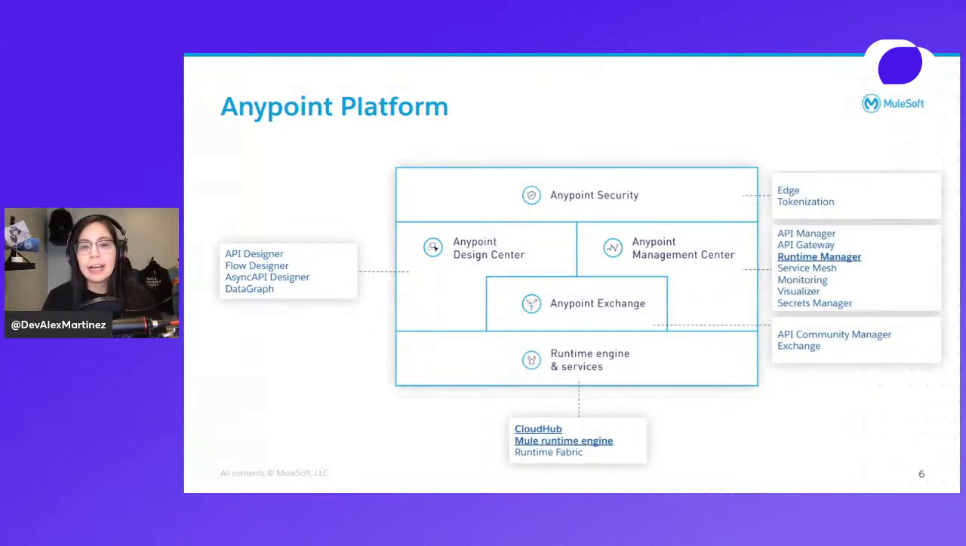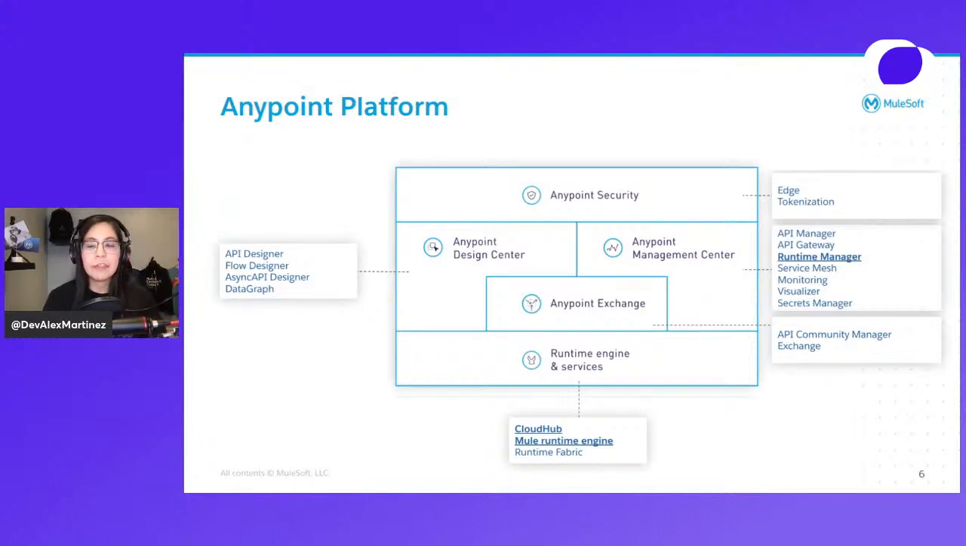On the right, we have Anypoint Management Center. And we have API Manager, as its name says. It's where you manage your APIs. API Gateway, again, just to create a gateway for your APIs. The one that we are going to be using today the most is Runtime Manager, which is where you can deploy your APIs or Mule applications into the cloud. We also have Service Mesh, which you can use to deploy your applications into your on-prem servers.